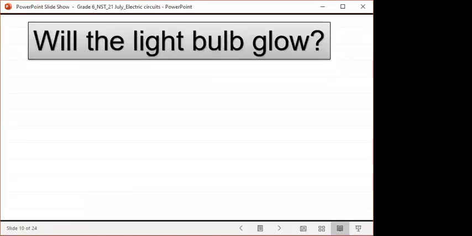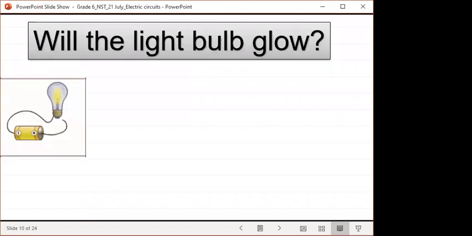Okay, so quick question. Will the light bulb glow if it is connected like this? Okay, I see Jocelyn says yes. Nomatamba says no. Shakira, yeah. Okay, so guys, give me a reason for your answers.